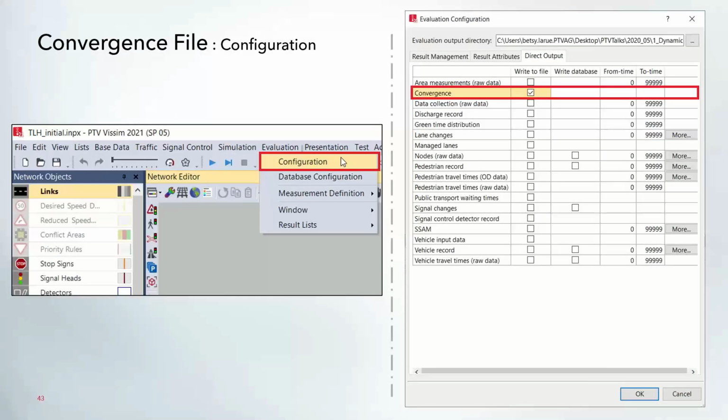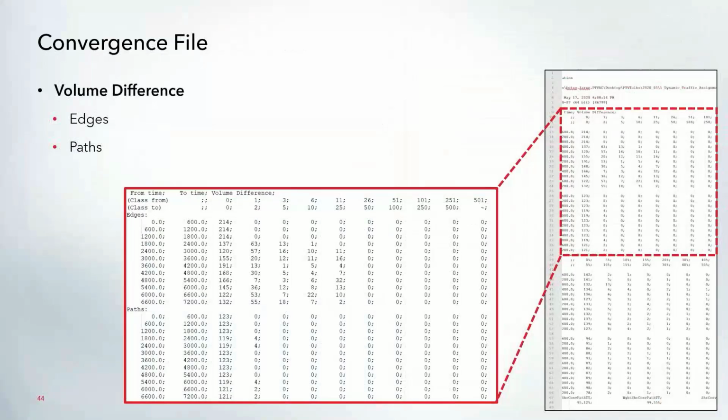So in order to set up that raw convergence output file, first we're going to need to go back to the evaluation menu and then within the configuration section. And in here, since this is a raw output file, this will be stored under the direct output tab. And in here, you can check this write to file option for convergence. In this case, there are no other settings, so as long as you have the write to file checked, you will get this file printed out for each of the iterations that are being run. And this raw output file, you can open in a text editor, something like Notepad++.